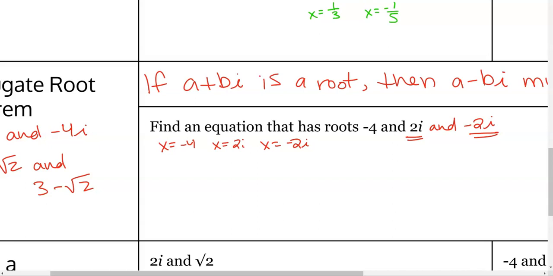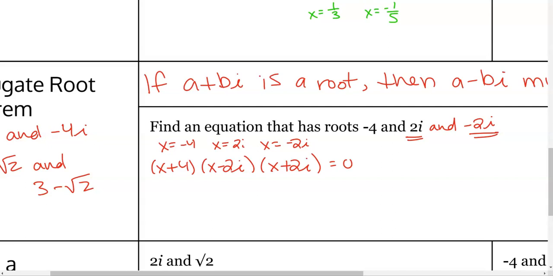So if negative 4 gets back with its x, this becomes x plus 4. If 2i gets back together with its x, this becomes x minus 2i. This becomes x plus 2i. So you're moving it back over the equal sign. We're doing the whole thing backwards. Factoring was division. If I'm going backwards, what am I going to do with these guys? We're going to multiply them.